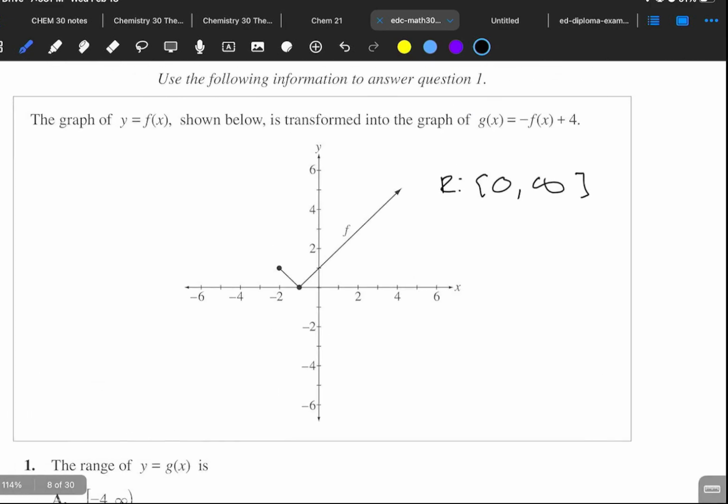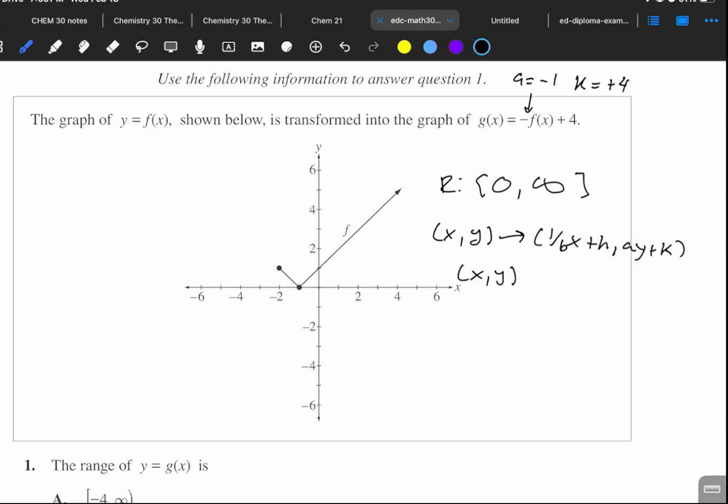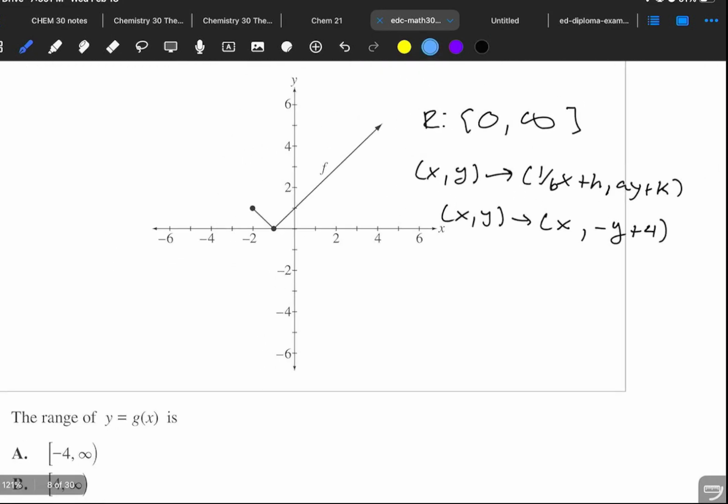So now what we can do is we can take these 2 points and apply the transformations here. So if you notice in this equation, under these transformations, a is equal to negative 1, and k is equal to positive 4. So again, our mapping notation becomes x comma y, and then to 1 over b x plus h, ay plus k, and we don't have any horizontal translations or anything to do with horizontal here, so we don't have to worry about that. So this x stays the same, and y becomes ay, so negative 1 y plus 4. And this is the transformation we're going to apply to both of these values.